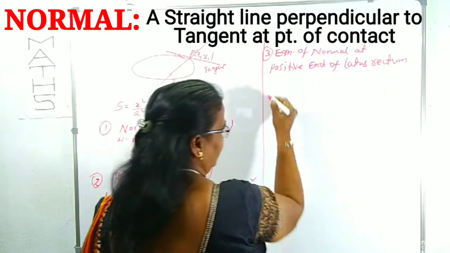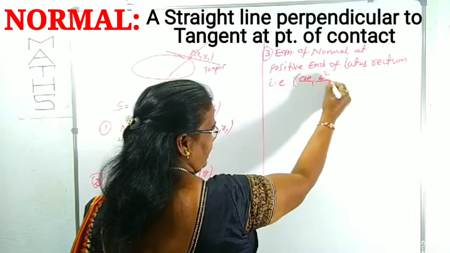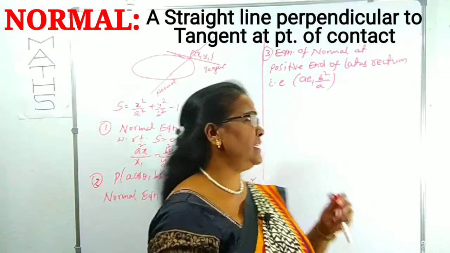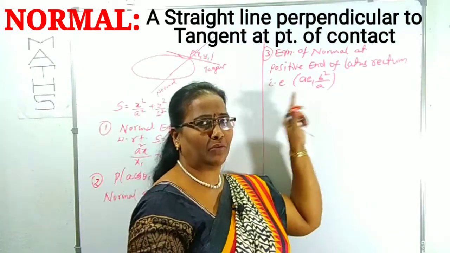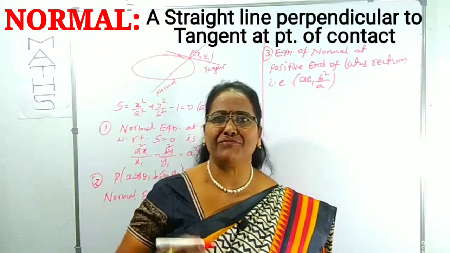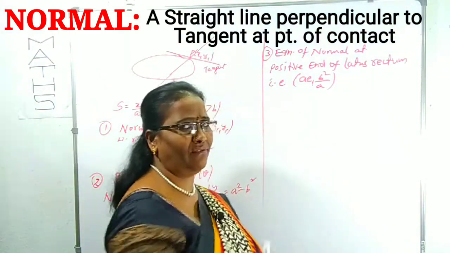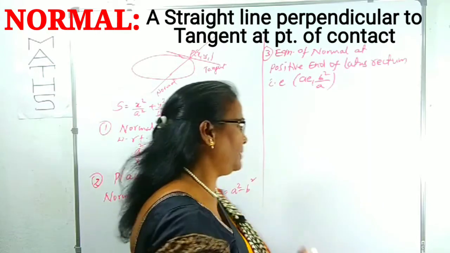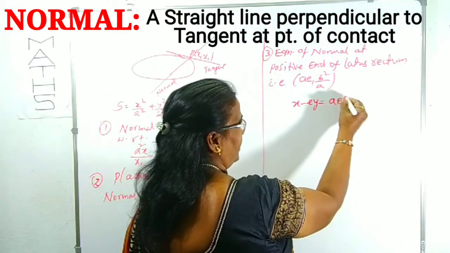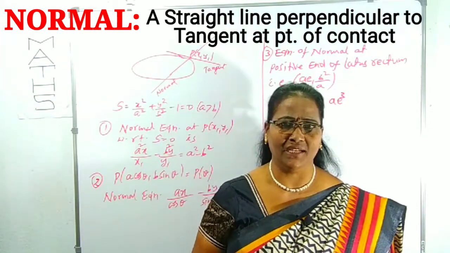You know very well, that is what? That is (a, b square by a). This is clearly the positive end of latus rectum. You will go there directly: normal at (a, b square by a). Maybe indirectly this is also called as what? Equation of normal at the positive end. This is also known as the positive end of latus rectum. That is simply x minus ey is equal to ae cube. You know what is e? e is clearly the eccentricity of the ellipse.